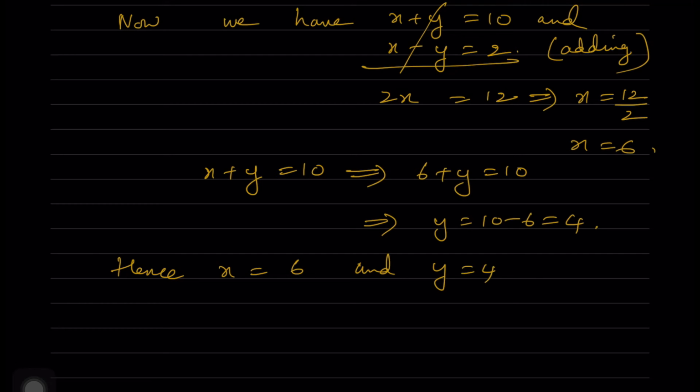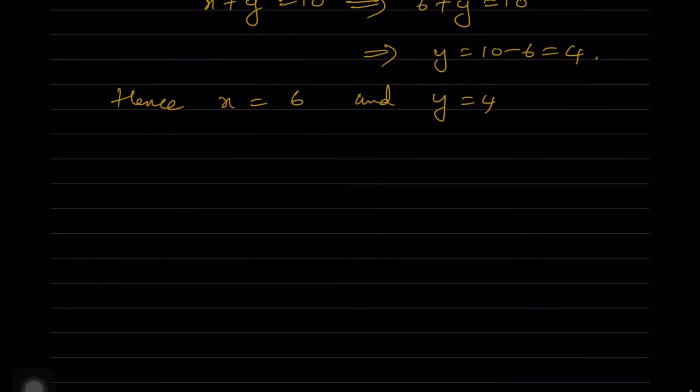So here you are getting the speed of rowing the boat in still water is 6 kilometers per hour and the speed of the current is equal to 4 kilometers per hour. This is the solution of the given problem. So upstream and downstream problems are quite important.